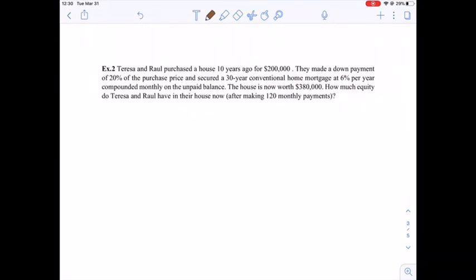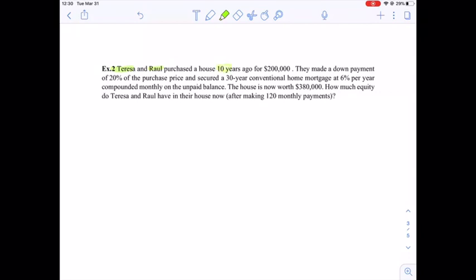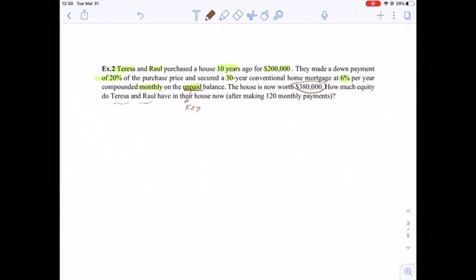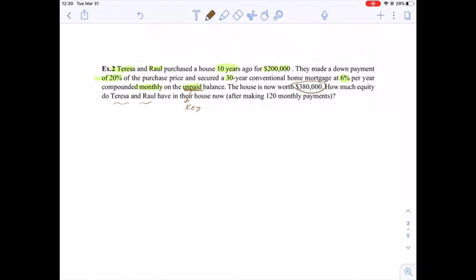Now another example. In this example, we have two people, Teresa and Paul, who purchased a house 10 years ago for 200,000. They made a down payment of 20% of the purchase price and secured a 30-year conventional home mortgage at 6% per year compounded monthly on the unpaid balance. Unpaid is one of the key words here. So the house is now worth 380,000. How much equity do those two have in their house now, after making 120 monthly payments?